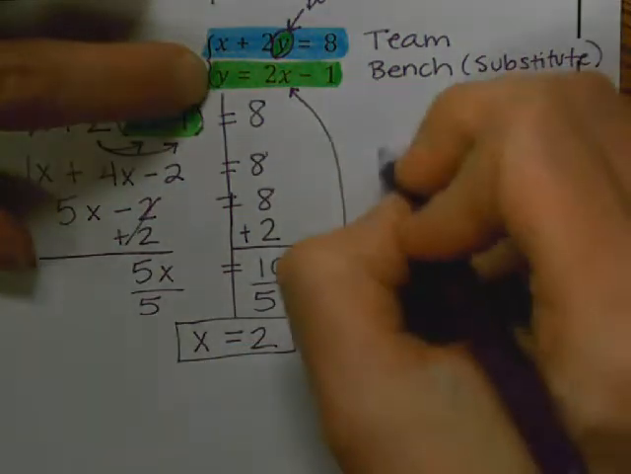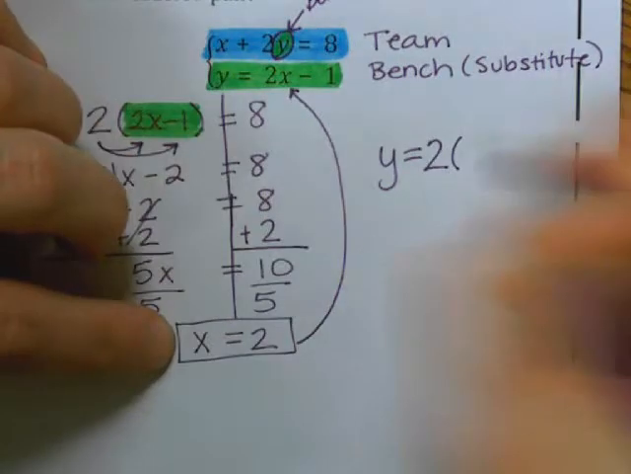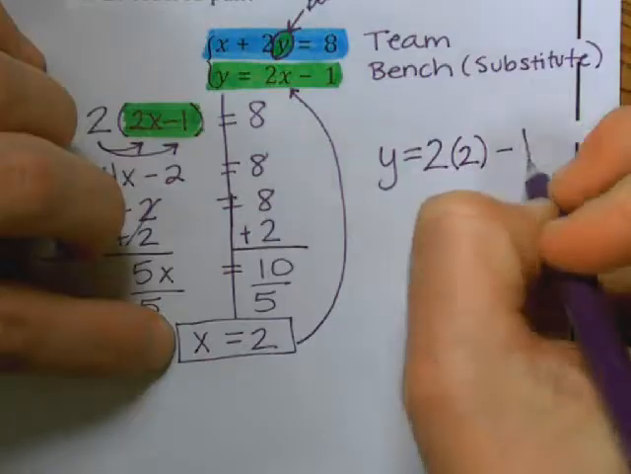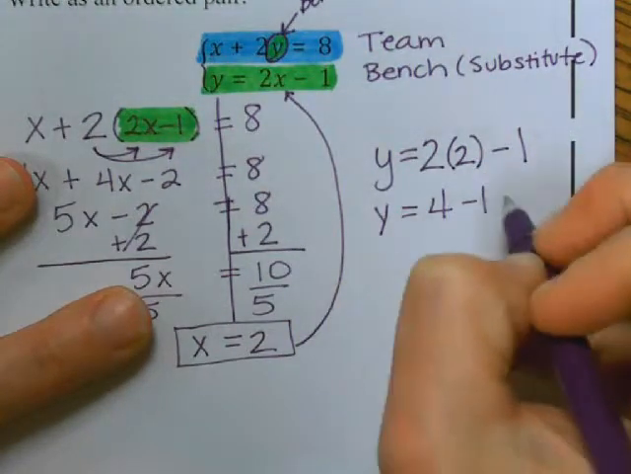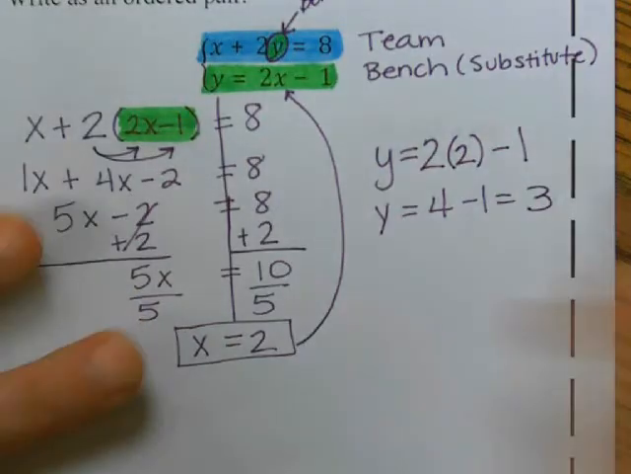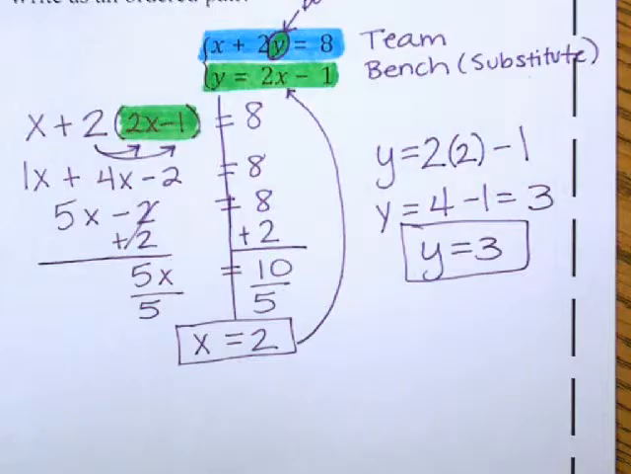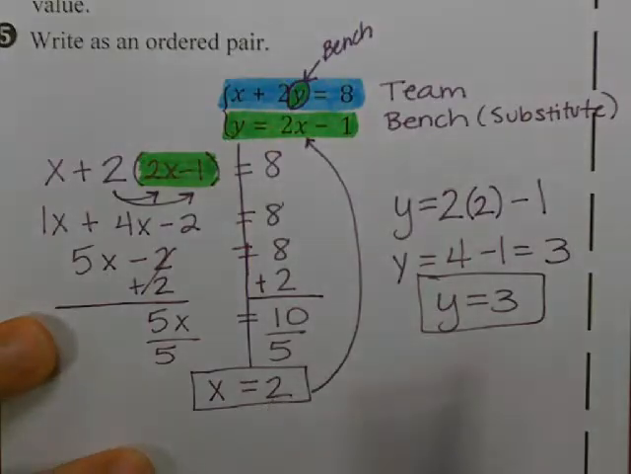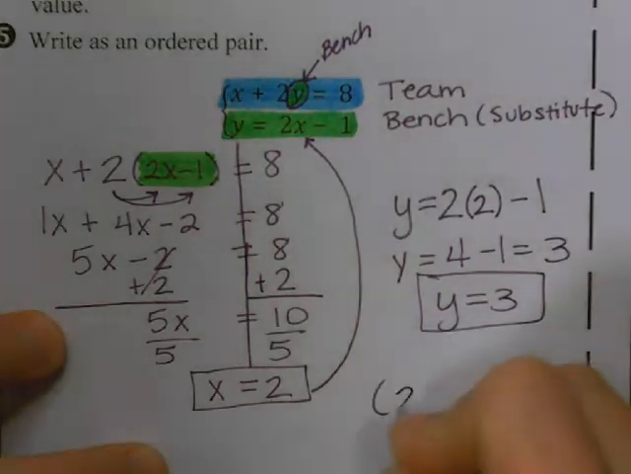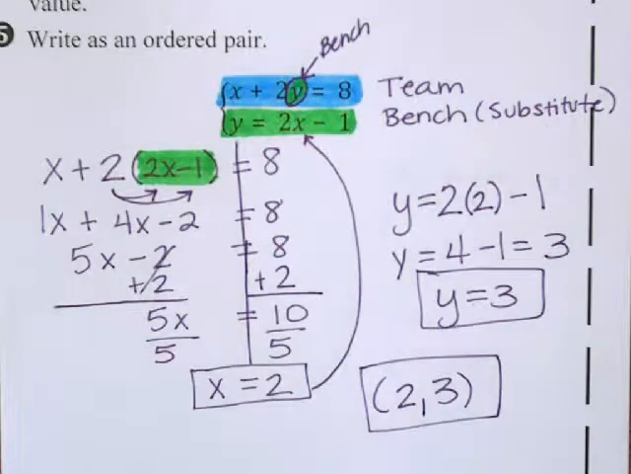So I'm going to say y equals 2 parentheses, and then we're going to put the 2 in, minus 1. So you get y equals 4 minus 1, which is 3. So y is equal to 3. Now technically we have all of it, but if we want the solution, the last step is to write it as an ordered pair. So the 2 comes first and the 3 comes second. So this is (2, 3), and that's my final answer.